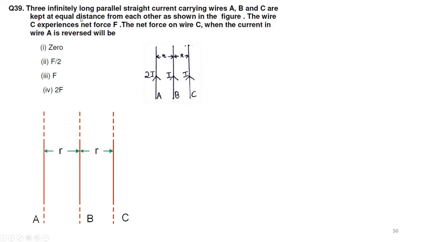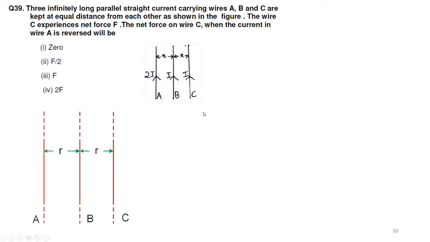3 infinitely long parallel straight current carrying wires A, B and C. The length of each of them is infinity. Separation between A and B is R, between B and C is R. It is given here. A, B and C are kept at equal distances from each other. Between A and B R, between B and C R. Between A and C it is 2R. So we have to understand certain things from the diagram.